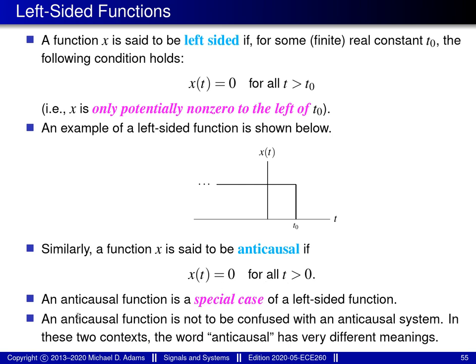And I just want to point out in terms of terminology, in this course we overload the term anti-causal. We use anti-causal as we've done here to describe a function, but later on in the course we'll use the word anti-causal to describe a system. And these two uses of the word anti-causal in some sense have nothing to do with one another. They have very different meanings. The meaning here is a very simple one. An anti-causal function is simply a function that's 0 for some particular range of the independent variable t. Whereas an anti-causal system is something more complicated, which involves cause and effect.